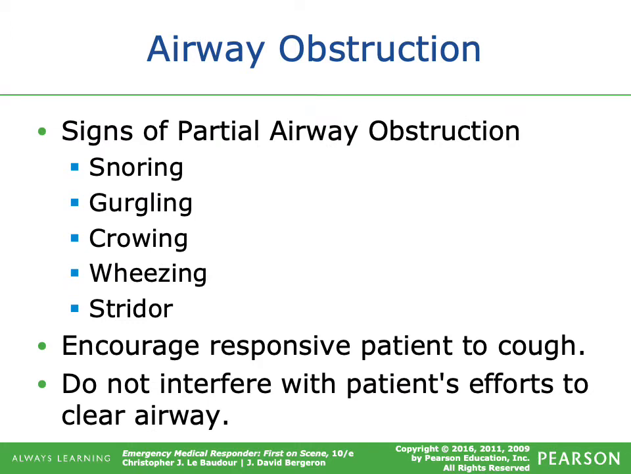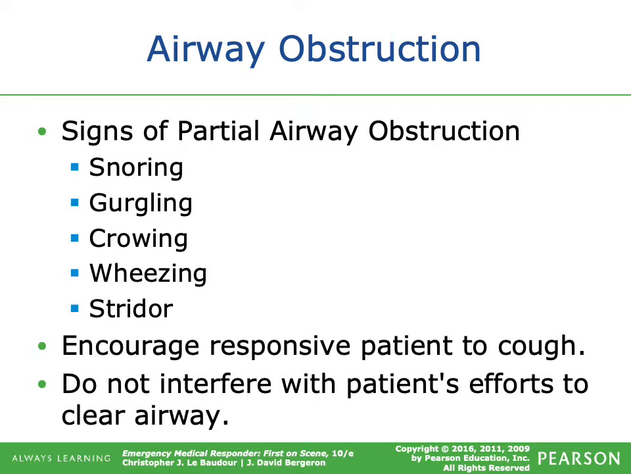Signs of a partial airway obstruction. This is snoring. This is one of the most common things you'll notice on unconscious patients. Most of the time it's because the tongue is partially obstructing the airway. You can alleviate that by repositioning the patient or putting in a simple airway adjunct, such as a nasal airway or oral airway. Gurgling is always going to require suction.